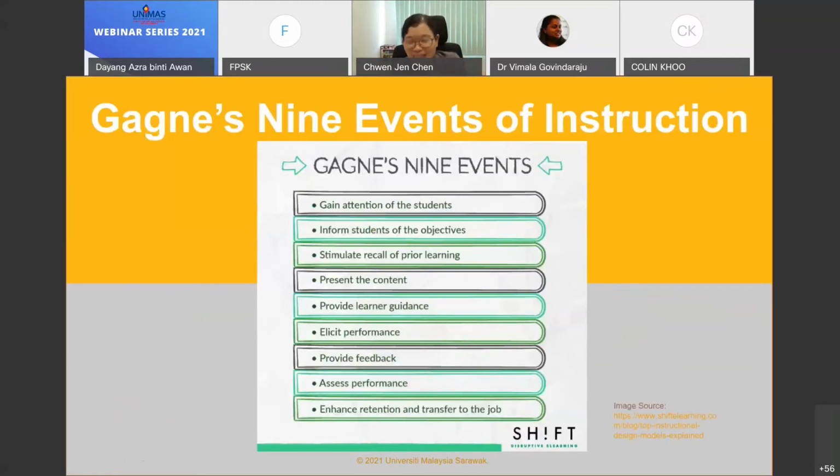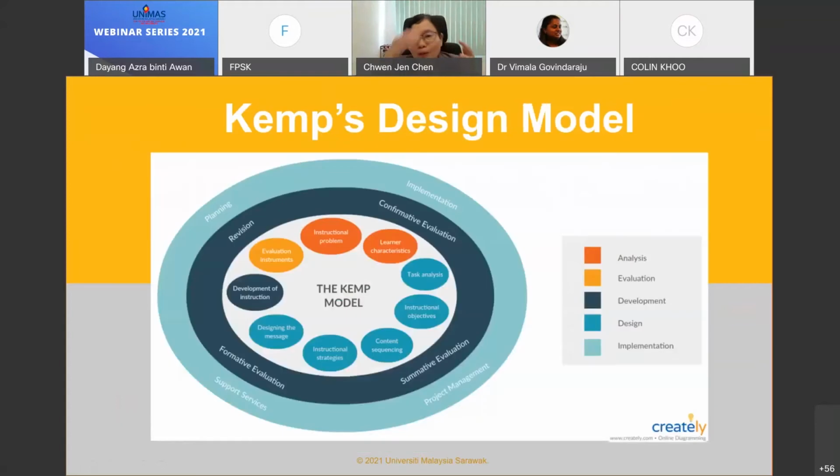And of course, we have Gagné's 9 events. So you can follow the 9 events when you actually design your learning. Or you can go for the ADDIE-based design model. In fact, this is one of my favorite design models. It is actually based on the ADDIE model. You can see carefully, this is actually ADDIE, right?